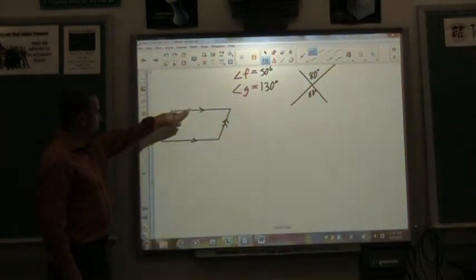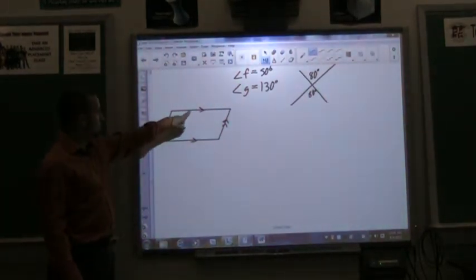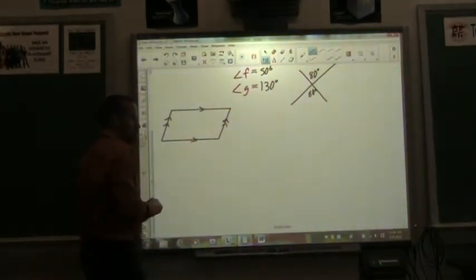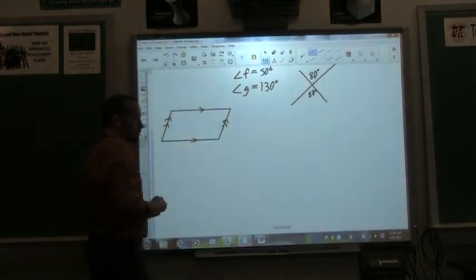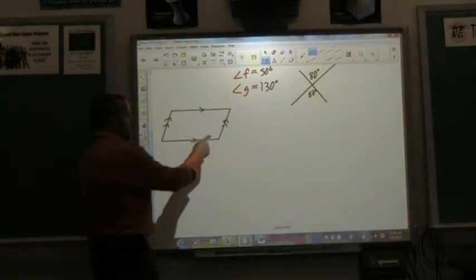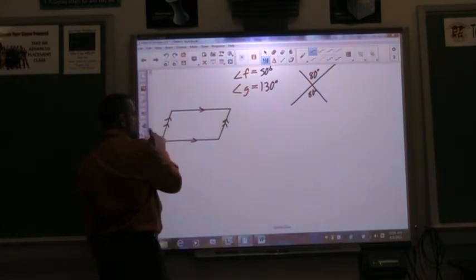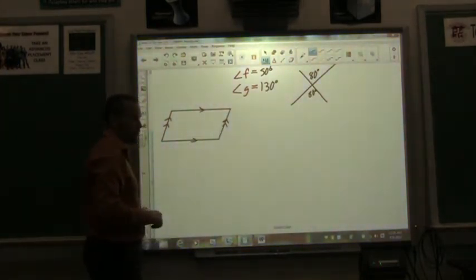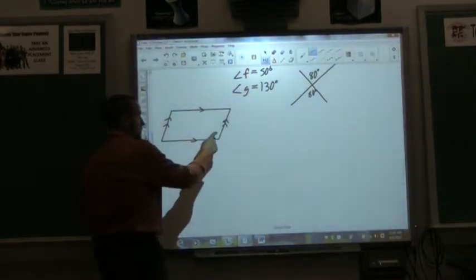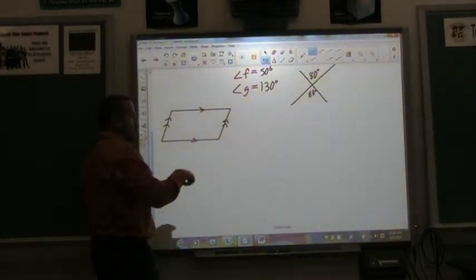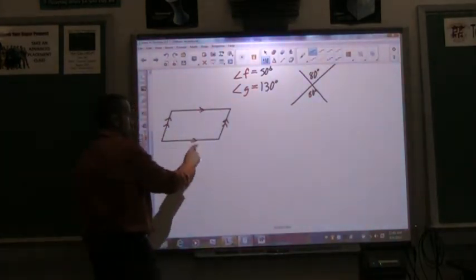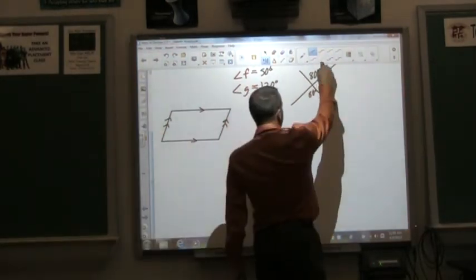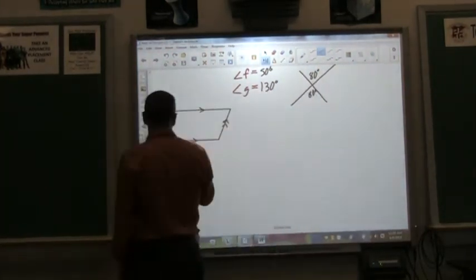Now, right here I've got these arrows that tell you that the top line and the bottom line are parallel. On the right and left lines I have double arrows. They can't have single arrows, because that would be telling you that this line and this line are parallel, and that's obviously not true. So since these two are parallel, you give them a double set to distinguish them between the top and bottom.